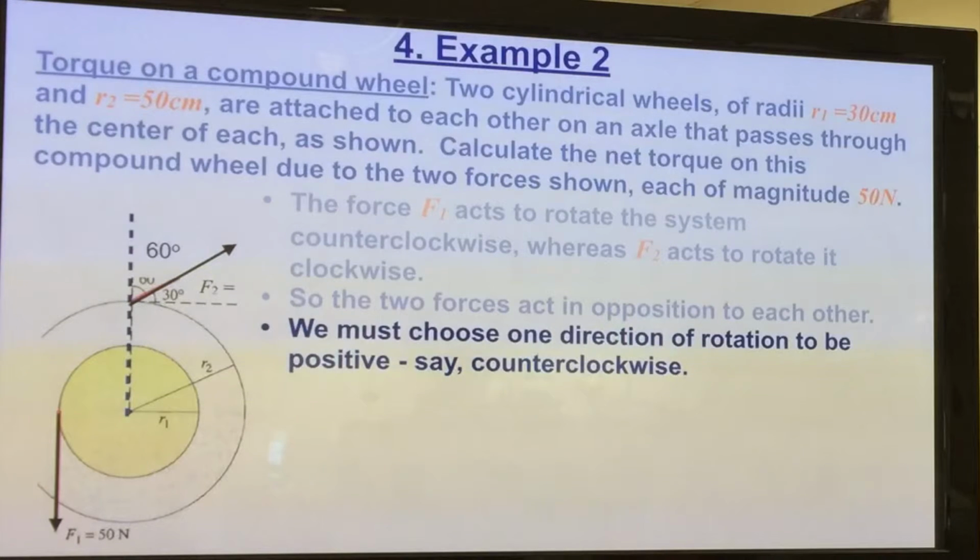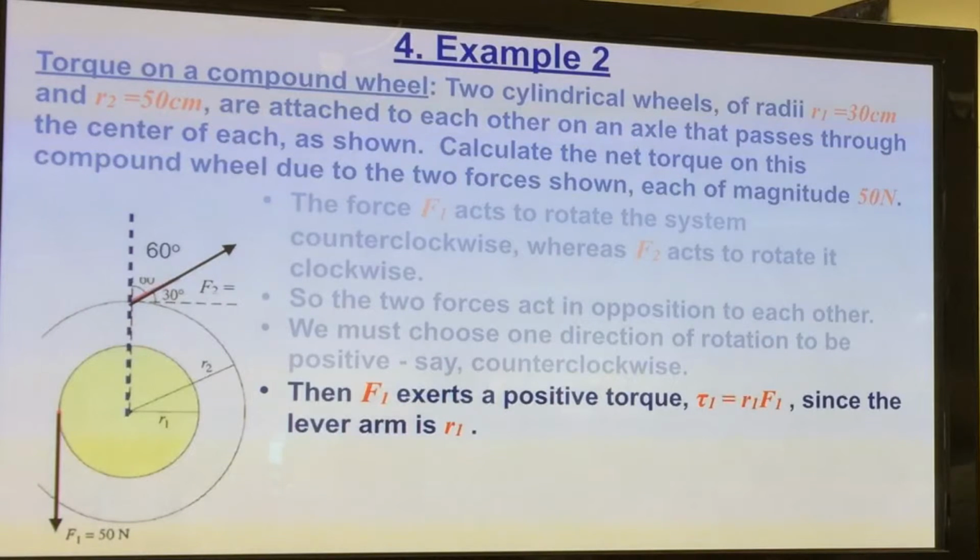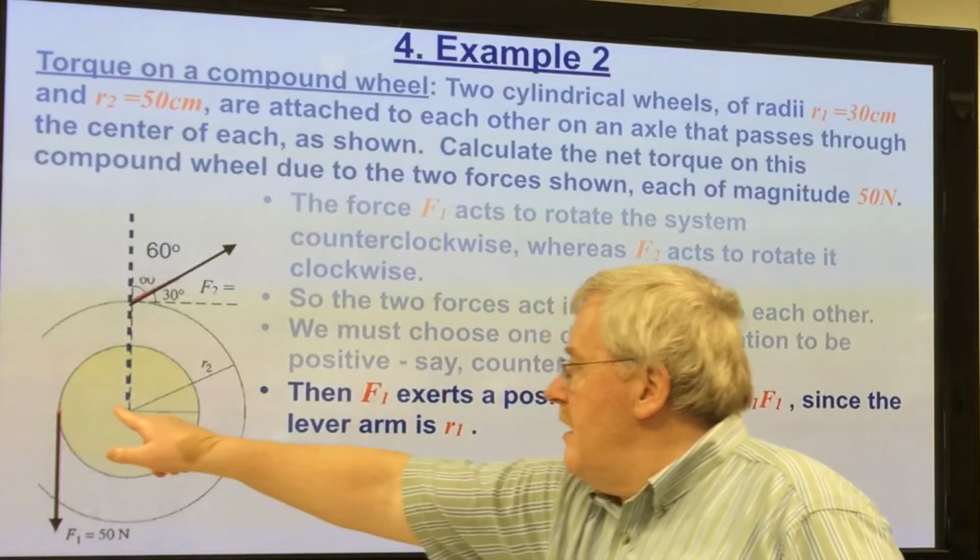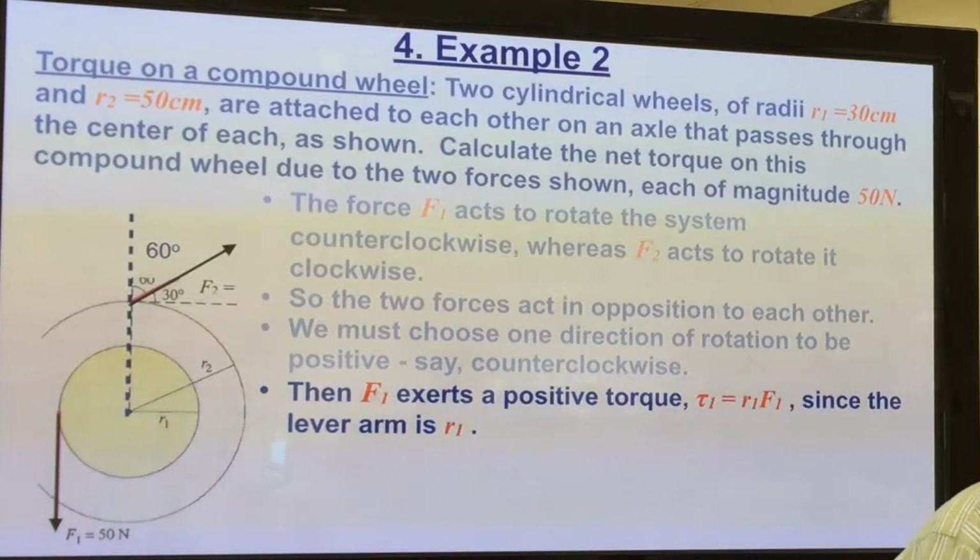So we've got to choose a direction of rotation to be positive. Let's say counterclockwise is positive, because that helps with using our right hand rule, right? We could arbitrarily say we're going to have a left hand rule if you want, but it's better to do the same thing as everyone else in this type of case. So F1, force number 1, exerts a positive torque, which is given by the lever arm, R1, times the force. And the sine of 90 degrees is 1, so that goes out of the equation.